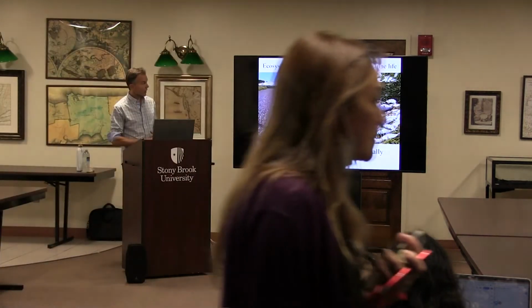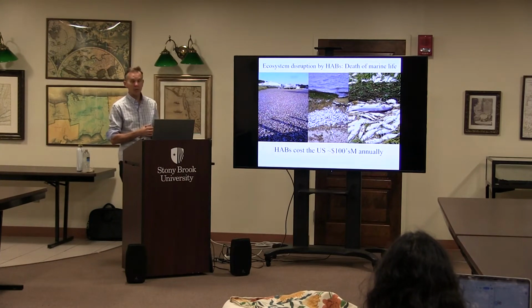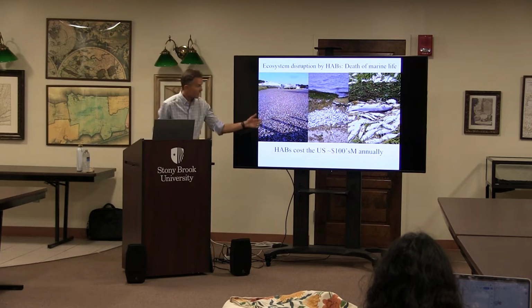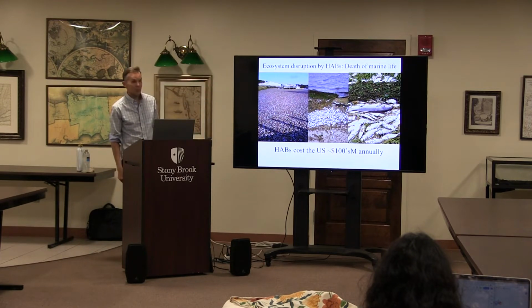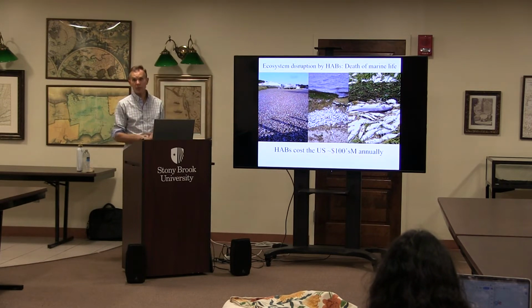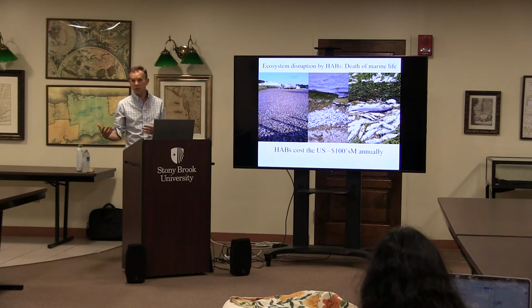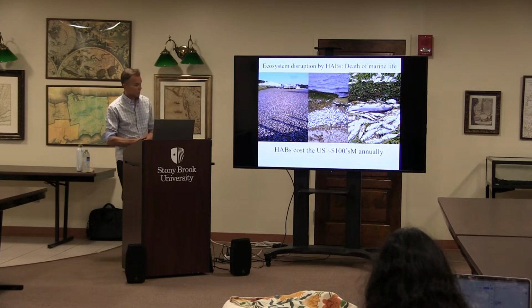In addition, there are other types of harmful algal blooms that we call ecosystem disruptive, and these are events that thankfully have no effect on humans, but can be really detrimental to marine ecosystems. You're just seeing here some examples of fish kills, large populations of fish dying because they're exposed to some of these harmful algae.